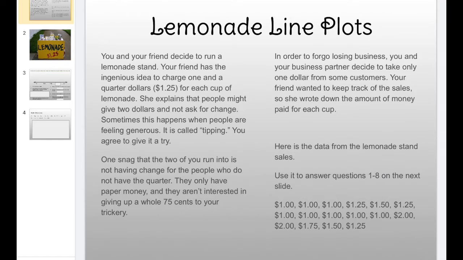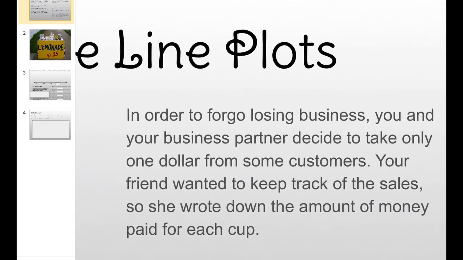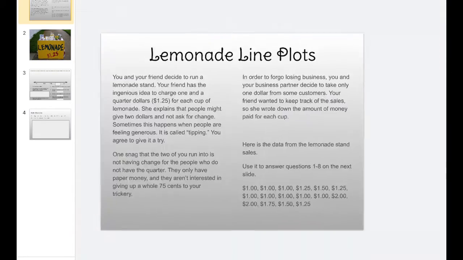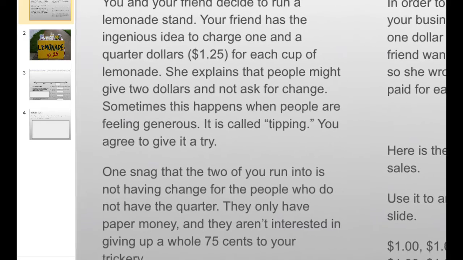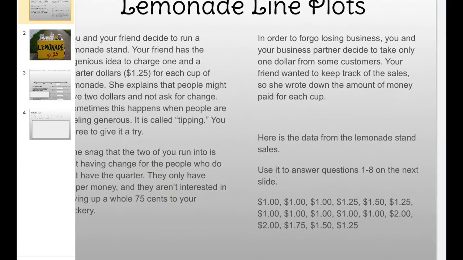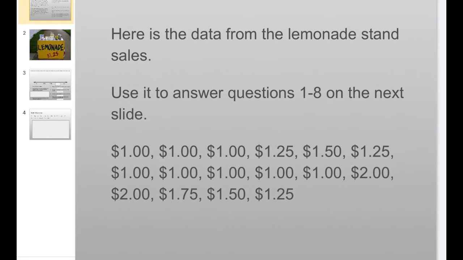The first thing you want to do whenever working on a math problem is try to figure out what this problem is all about. Well, this problem is all about lemonade and line plots. A few of you didn't even make a line plot, which was surprising. But here is the story. I read the story to you in another video, so I'm not going to do that now. But at the very end of the story is this data.